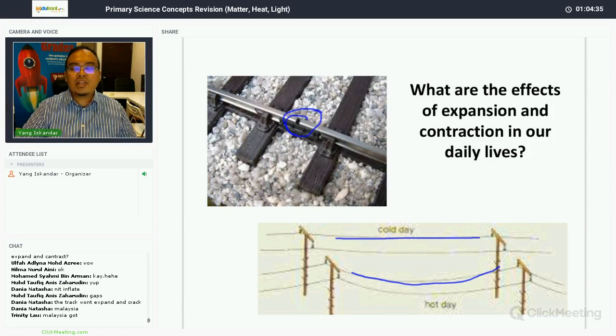In Singapore, you don't really see the need that much, because our weather is quite hot all year round. But if you go to different countries where there are very extreme temperature changes, very cold in winter and very warm in summer, you have to take into account all this expansion and contraction when purchasing or designing materials.